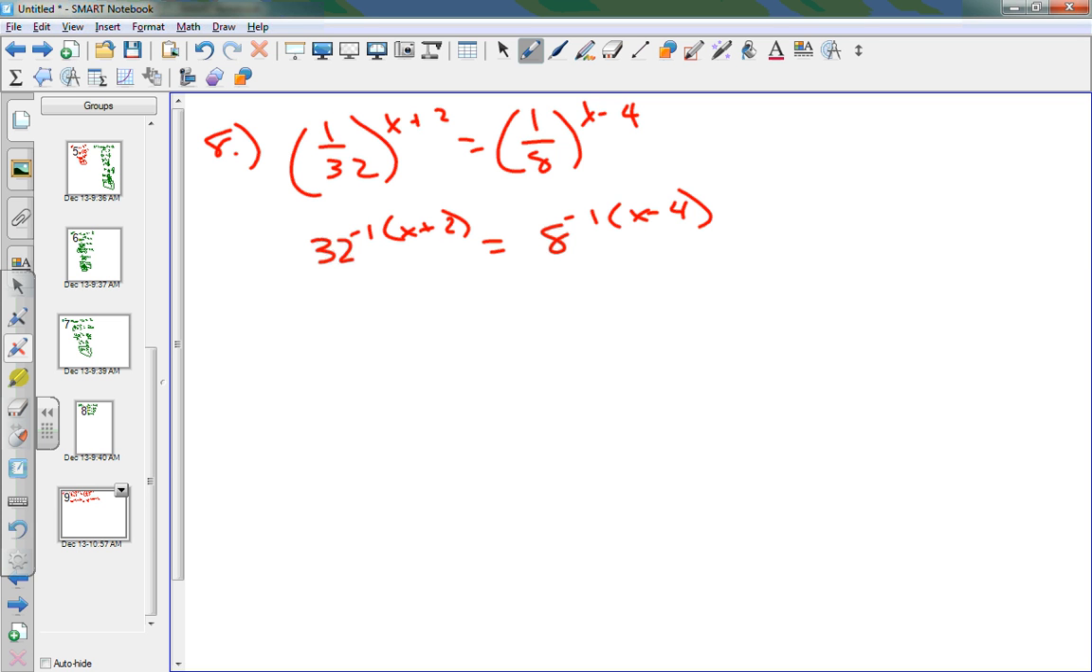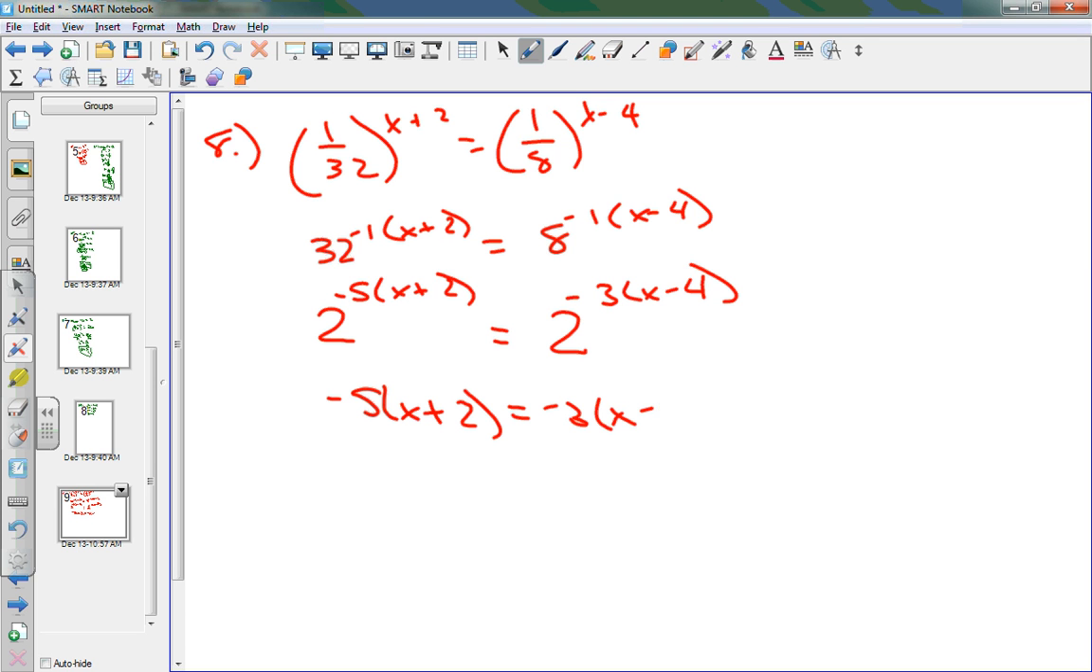2. So this is going to be 2 to the negative 5 times x plus 2 is equal to 2 to the negative 3 times x minus 4. Which means now the exponents are going to equal each other, and you distribute and solve. I'm not going to go any further than that on any of them.